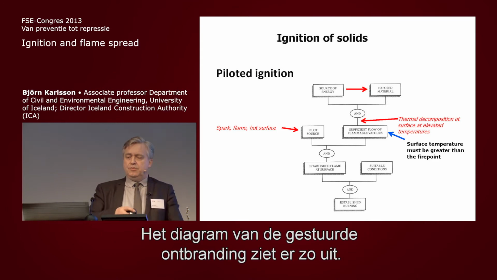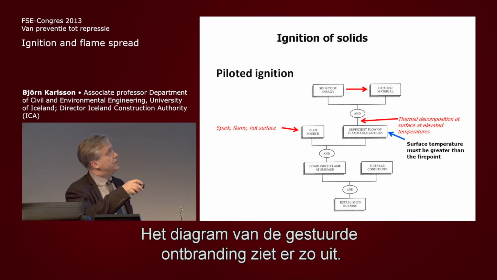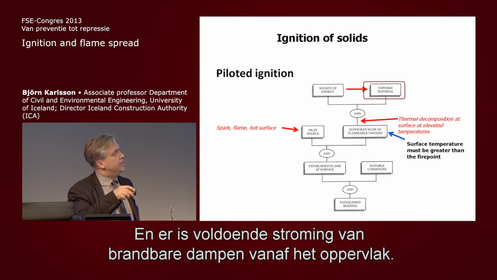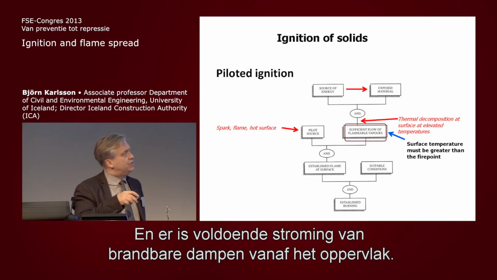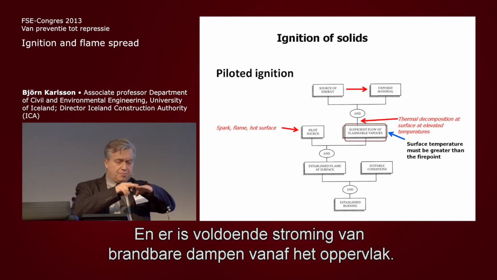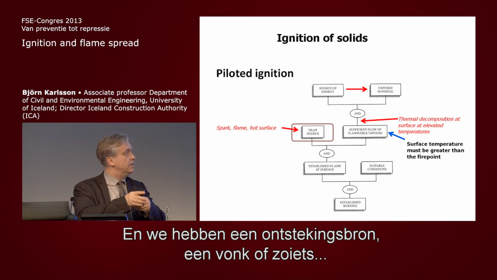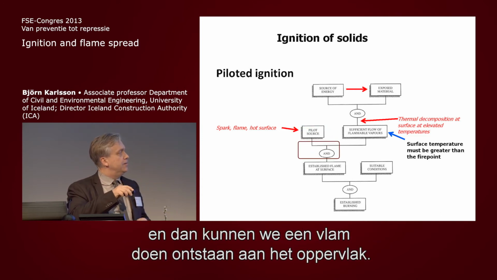So the piloted ignition chart is like this. We have a source of energy and exposed material, and we have sufficient flow of flammable vapors coming from this surface, and we have some pilot source, a spark or something, and then we can establish a flame at the surface.